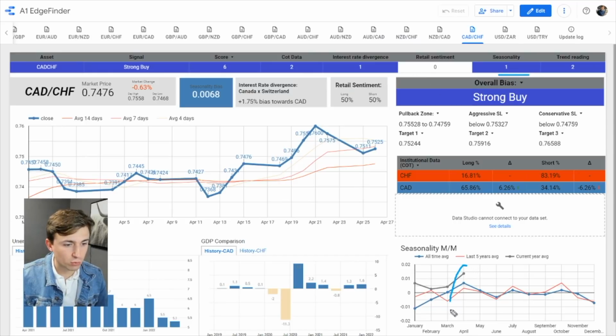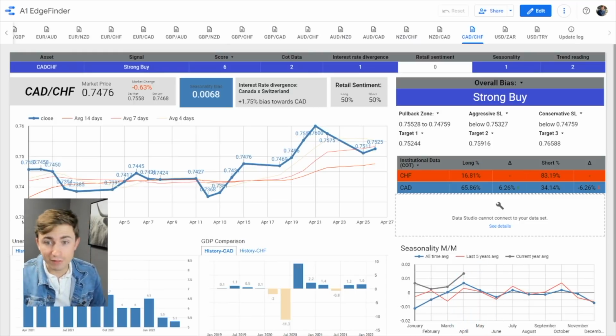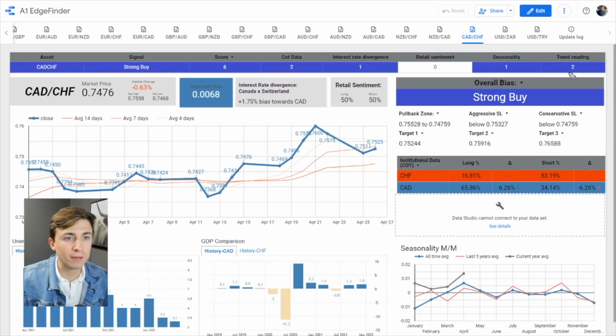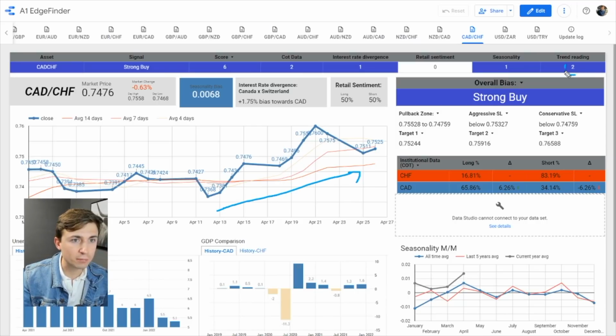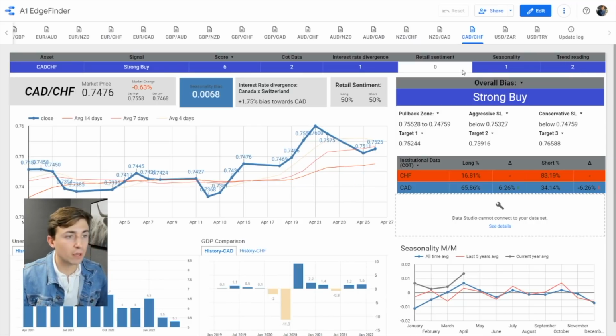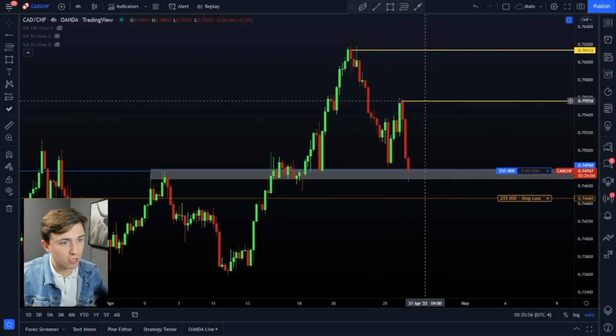Seasonality this month: you can see at the bottom of the screen, this is a measurement of how this pair historically moves. During April and May, we tend to see a positive CAD Swiss. Not a guarantee, but an added confluence, an added seasonality factor to going long on the pair. And finally, trend strength. We have a strong upward trend, which gives me another +2 towards buying the pair. Putting that all into perspective, going back to the chart, we are long.